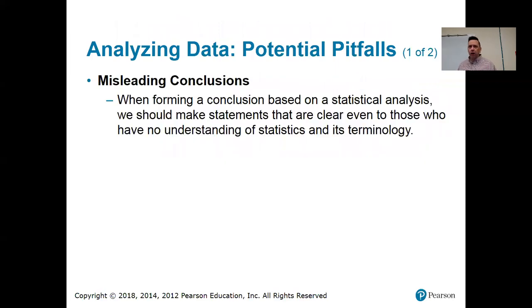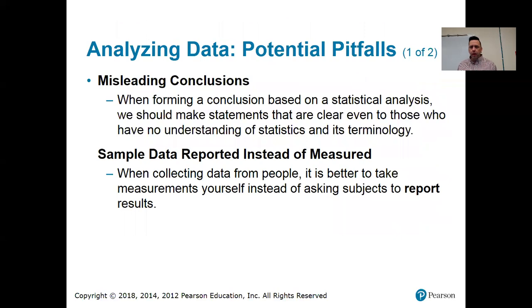Okay, some things that can go wrong when it comes to analyzing data, reaching misleading conclusions: reporting sample data instead of measuring it. So if you're, for example, trying to do a study of how tall people are, you should actually measure their heights yourself and not ask them, how tall are you, right? An even better example of that would be weight. Don't ask people how much they weigh. If you really, really need to know that, then weigh them. And hopefully they won't hit you.